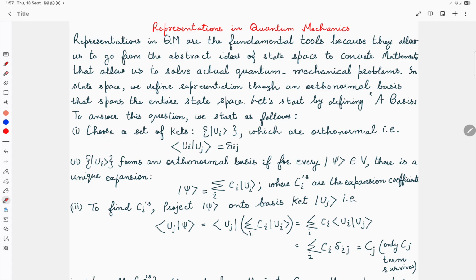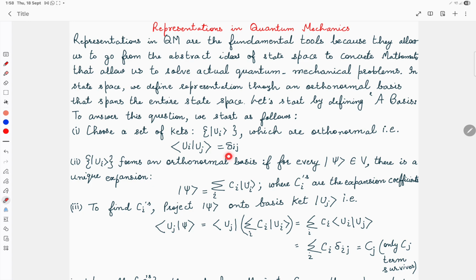We will choose a set of ket vectors, in the same way as we chose a set of ket vectors in a single qubit system as ket 0 and ket 1. So in general, for any quantum system, we will choose a set of kets that we represent as ket u_i, which are orthonormal. These kets are orthogonal to each other and they are normalized. That means their length is unity, and the ket vectors are orthogonal to each other. This orthonormality can be expressed using the inner product, which is given by the Kronecker delta ij.